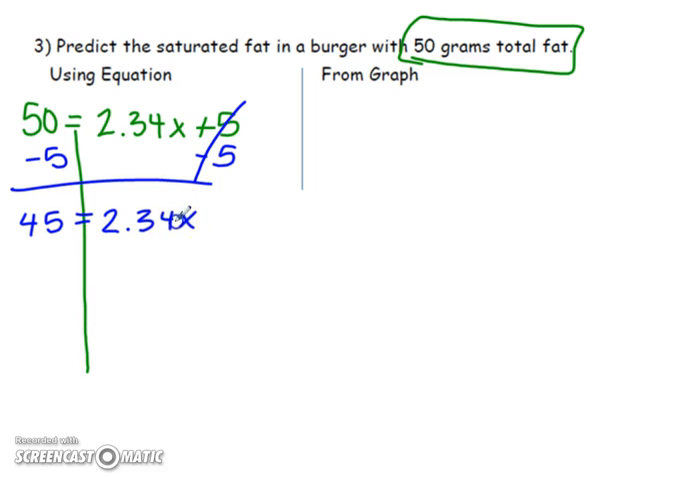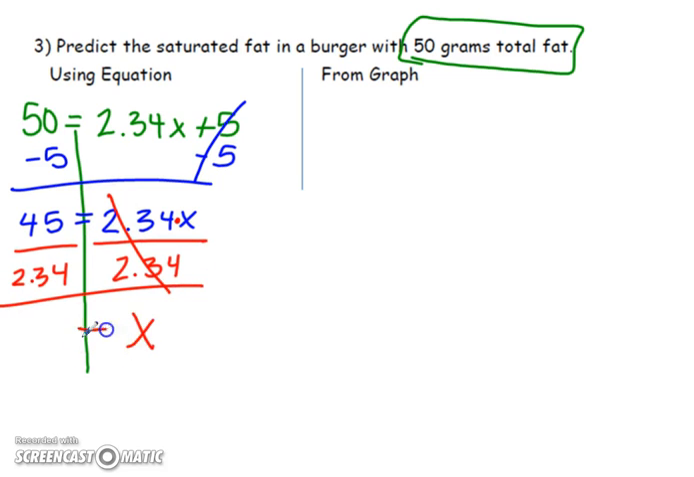Now the 2.34 is being multiplied by the x, so the opposite of multiply is to divide. And then I would know x, and x is how many saturated grams of fat. I'm just going to take my calculator and take 45 divided by 2.34. And it doesn't come out to a very nice number, so I'll have to make sure that I round it nicely. So I get about 19.2 grams for the saturated fat.